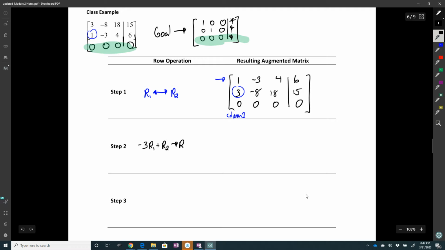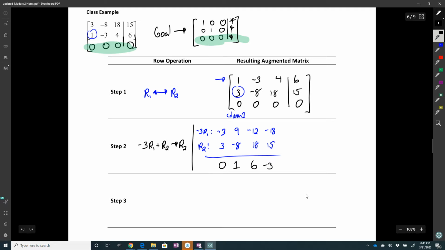So negative 3, row 1 is negative 3, 9, negative 12, 6 times negative 18. Row 2 is 3, negative 8, 18, 15. I can add those up. I get 0. 9 minus 8 is 1, negative 12 plus 18 is 6, negative 18 plus 15 is negative 3.